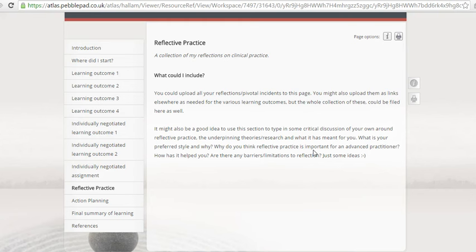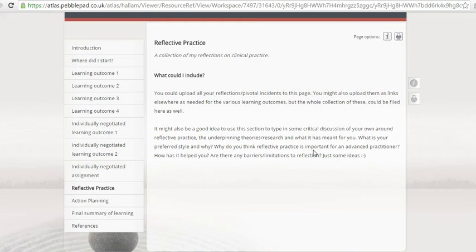What we really want here is an overall summary. So it's not a massive piece of work. Some people like to do this quite comprehensively and it's entirely up to you. You might want to talk about which model of reflection you've chosen to use. If you like using Gibbs or Johns, you might want to put that in here. But basically it's a summary and it's a collection of your reflections over the duration of this module.